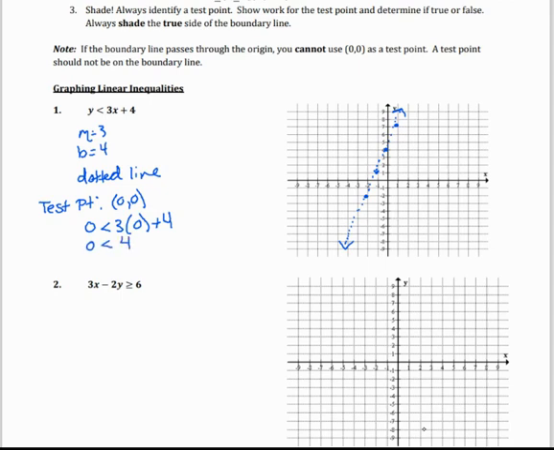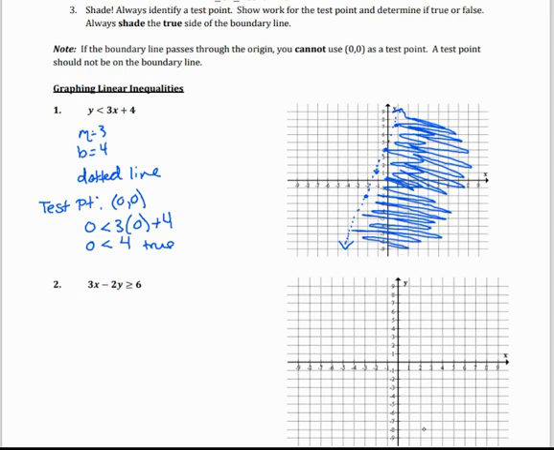So is this a true or false statement? Is 0 less than 4? True. So my point was right here at 0, 0, which means that is part of the solution since it's true. So I am going to shade everything to the right of this boundary line. And again, don't be shy with how much you are shading.